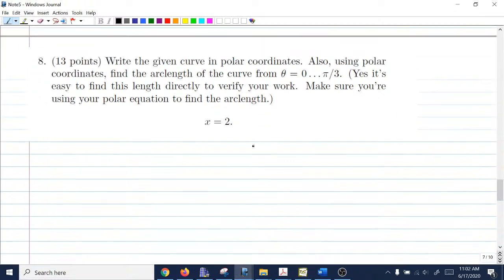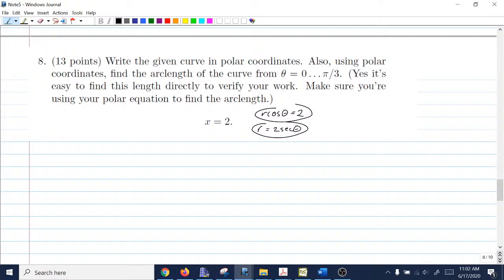Write this curve in polar coordinates. x becomes r cosine theta. So I get r cosine theta equals 2. I can put a box around that. The normal thing to do is solve for r, so I get r equals 2 secant theta. Whichever one. These are both in polar coordinates.